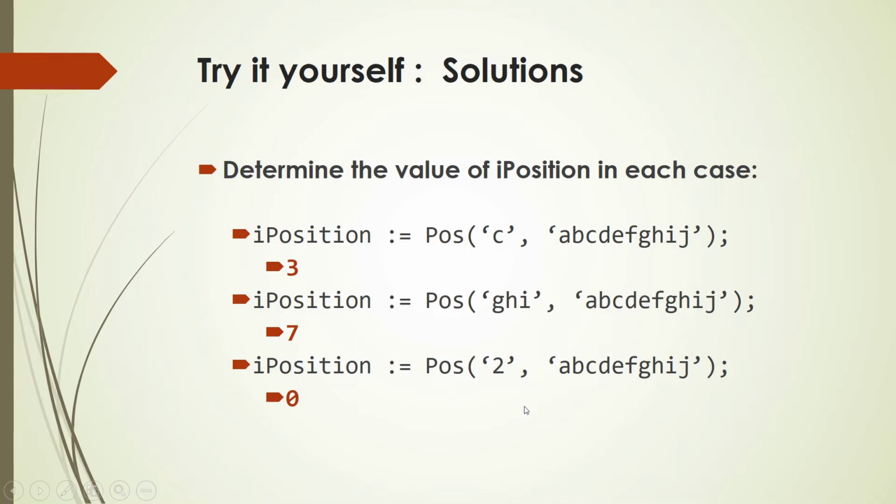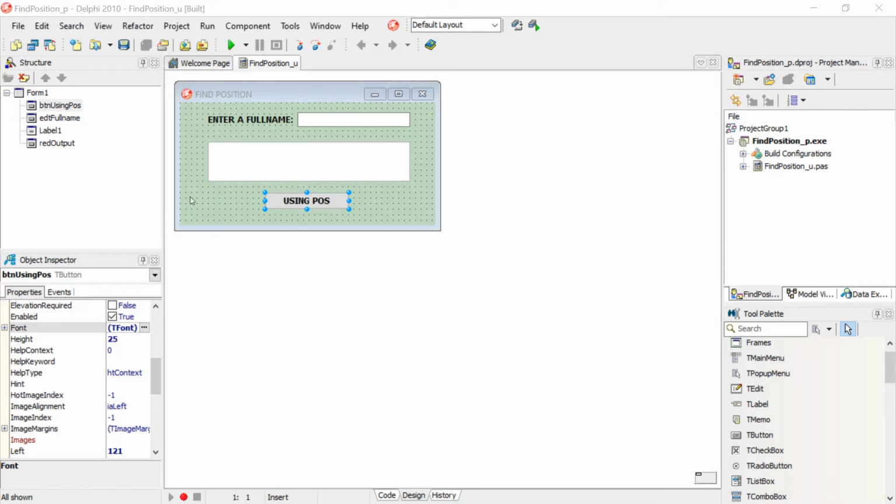Let's take a look at some Delphi segments of a program. Follow me on Delphi. Okay, so I created a Delphi project and I called it Find Position. I've got a label, a TEdit to do user input, a rich edit to display, and a button where I'm going to manipulate using the function pos.